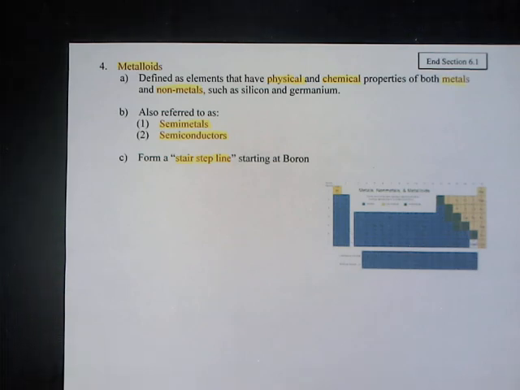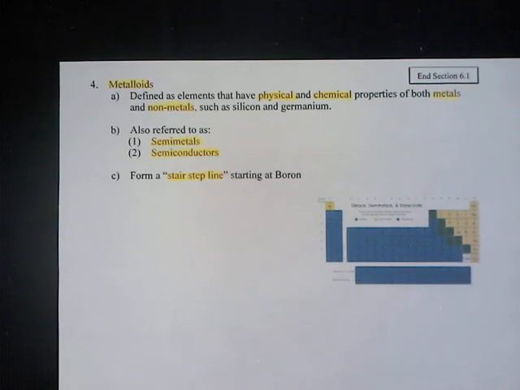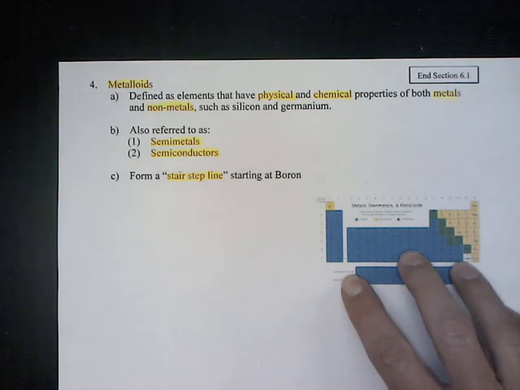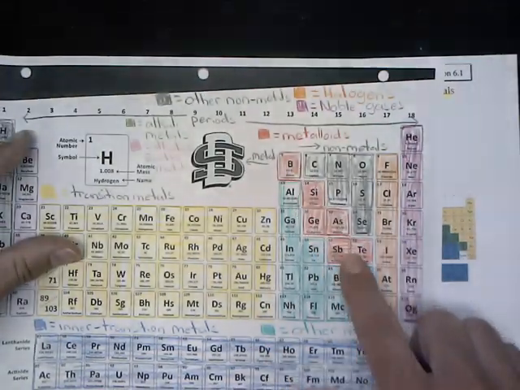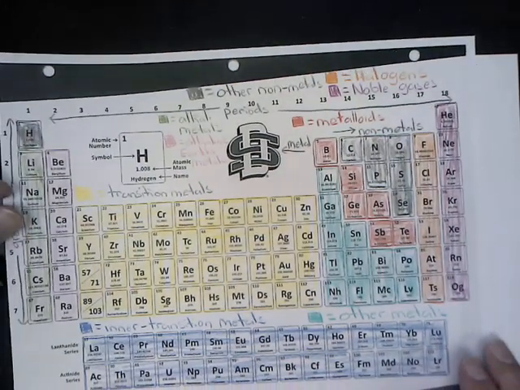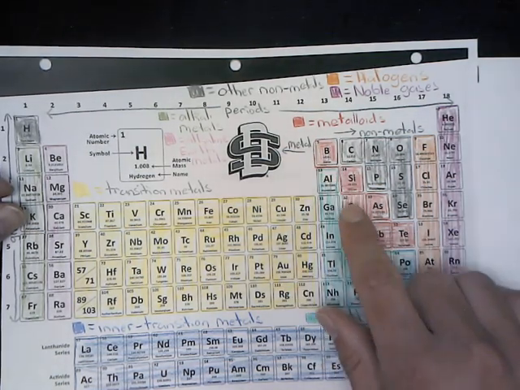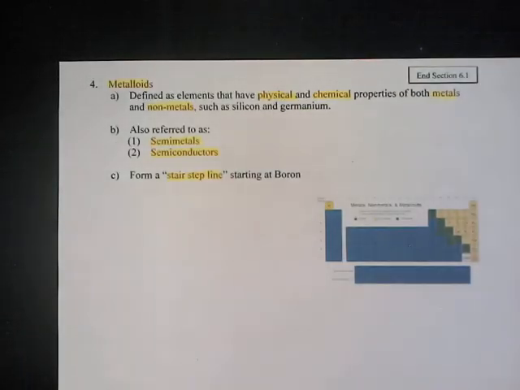So the metalloids have properties of both metal and nonmetals. That's why they're called metalloids. Sometimes they're called semimetals or semiconductors. And they form that stair-step line of 6 elements. So the stair-step line, again, we initially labeled that here when we started coloring in the periodic table. And this stair-step line represents our metalloids. So those are our metalloids and those are our properties.